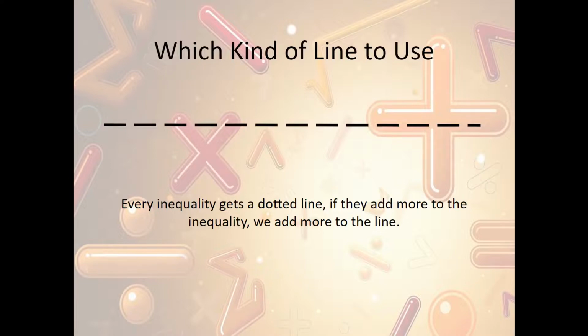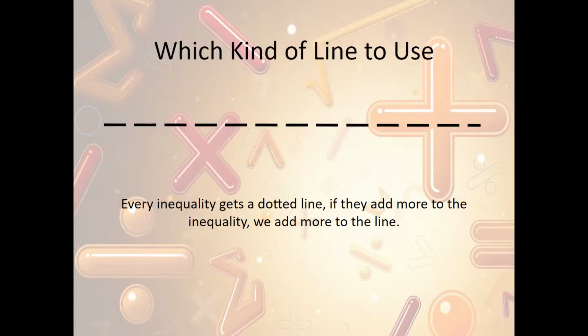The other part is what kind of line to use. So similar to before where we talked about the open circle versus closed circle, same thing here. Every inequality gets a dotted line or an open line. Notice there, it's open because there's little spaces in between. So every inequality gets an open line or a dotted line.